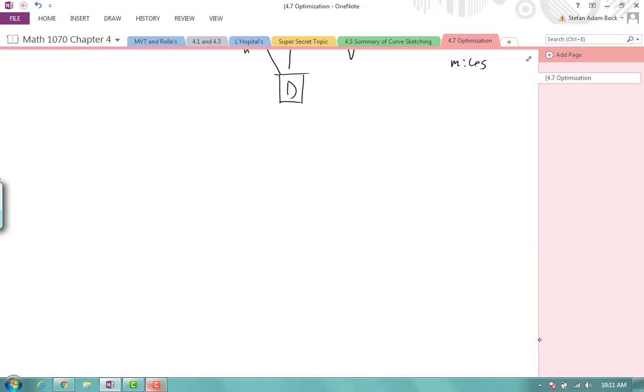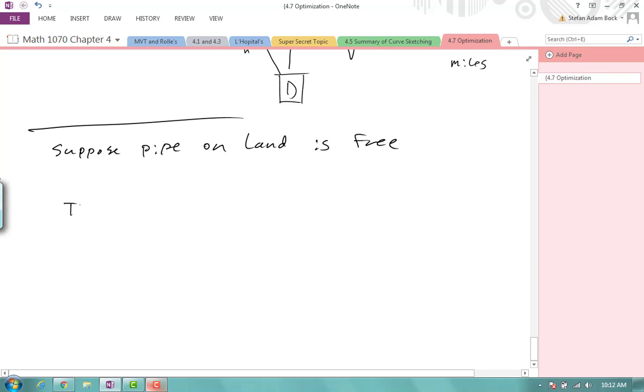This would be especially true if I gave an extreme scenario where the cost of laying pipe on land was free. Then my cost function would have been 8,000 times the square root of x squared minus 20x plus 109, because the cost on land would have been 0, so I'd have 0 times x.